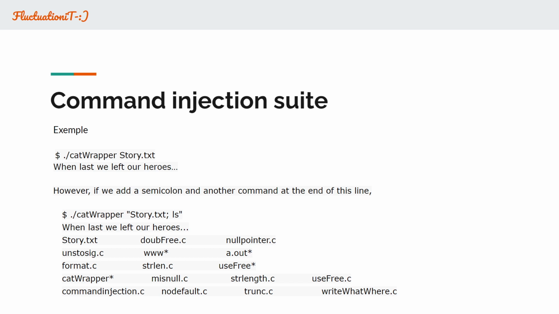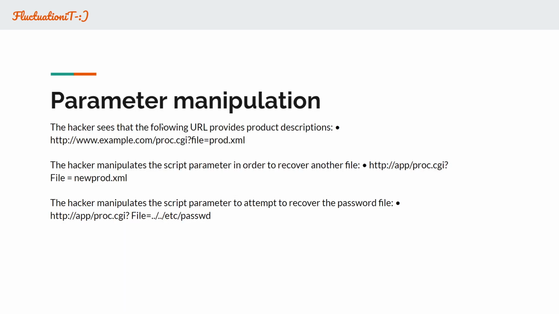Okay, so let's continue. We have parameter manipulation. As you can see here, the hacker sees that the following URL provides a product description. So the hacker manipulates the script parameter in order to recover another file, for example a new prod XML with proc.cgi. The hacker manipulates the script parameter to attempt to recover the password file, like you can see here.